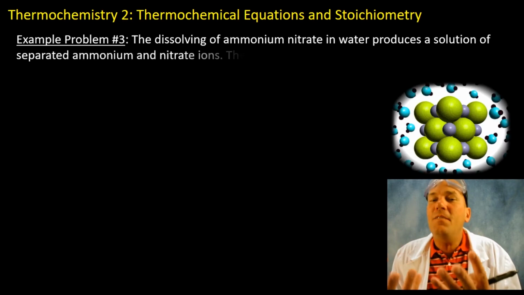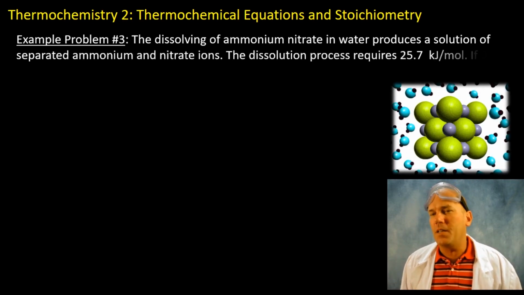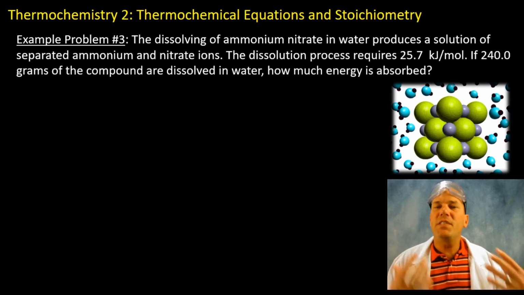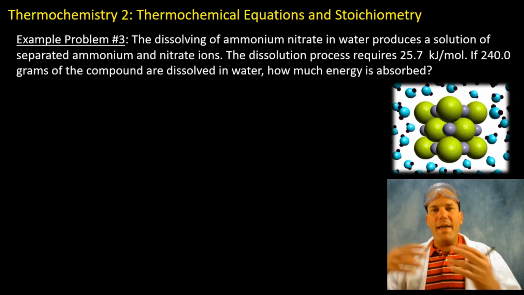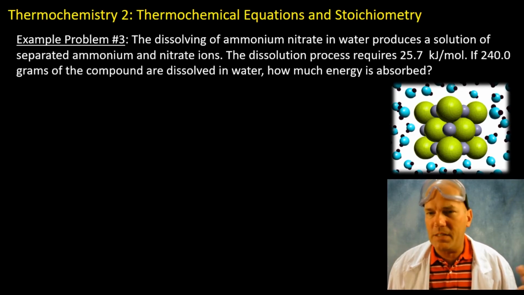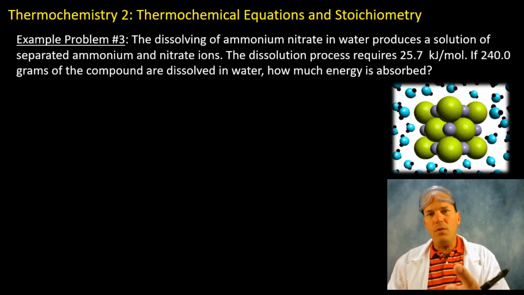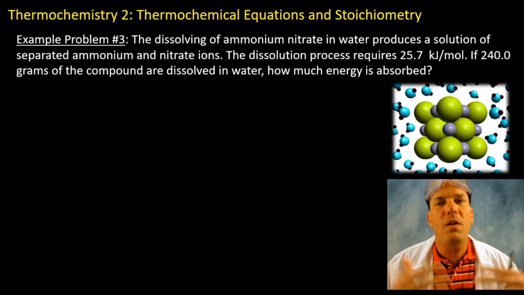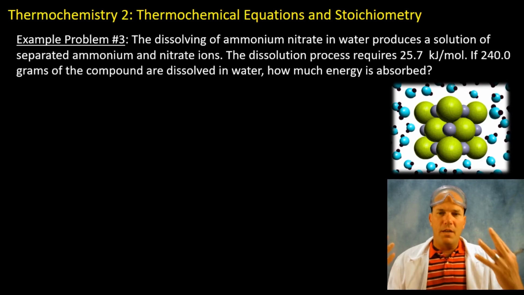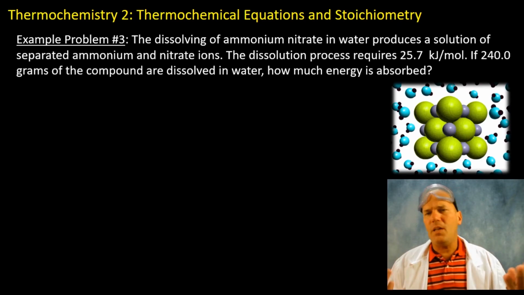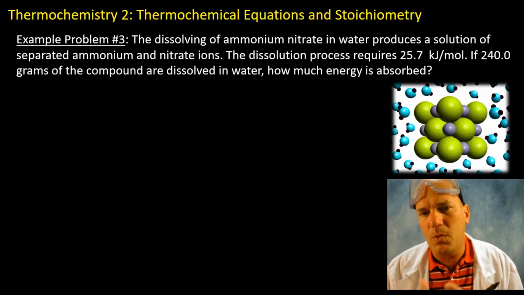The dissolving of ammonium nitrate in water produces a solution of separated ammonium and nitrate ions. This dissolution process yields 25.7 kilojoules per mole of energy. If 240 grams of the compound are dissolved, how much energy is absorbed?